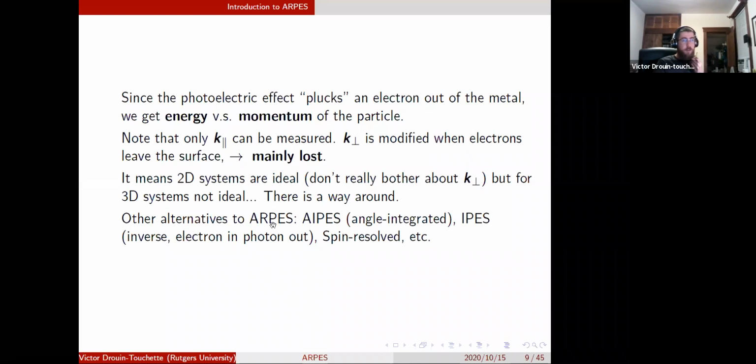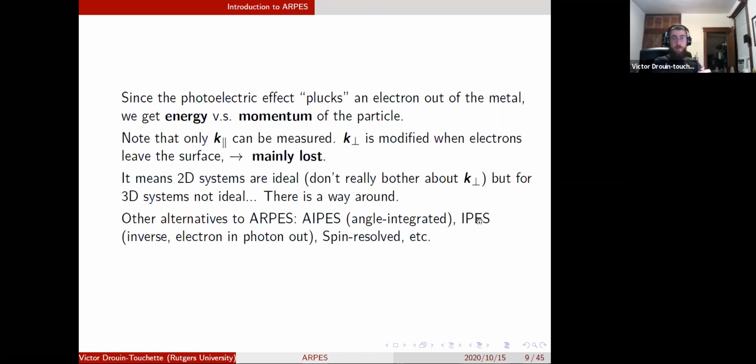Just before we move into more specific stuff, other alternatives to ARPES. Since ARPES was introduced and perfected, there have been a lot of different variations of ARPES going around. For example, angle integrated: it's like ARPES, but you do it for so many angles, and you completely integrate the intensity of the electrons that you get for all of the angles.